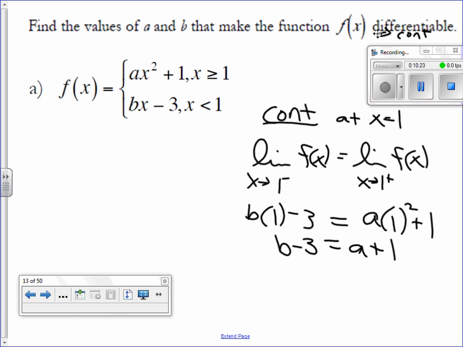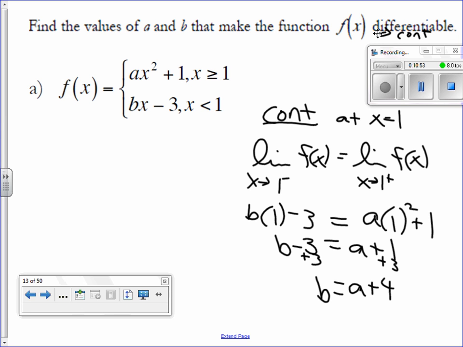Can't do too much more. We can just get constants on one side. What do you want to do to get the constant on one side? You want to subtract 3? Yeah. I'm going to add 3. So far what we know is that b has to equal a plus 4. We know that b is 4 more than a, but we don't know what a is. So that's not enough to solve for a and b.